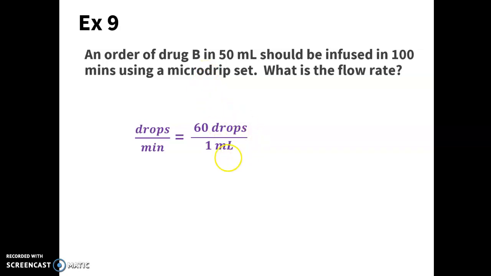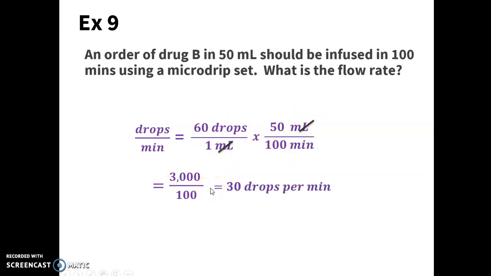It is 60 drops in 1 milliliter. Now that puts milliliter at the bottom, so our next fraction needs to have milliliter at the top. And they did tell us that the 50 milliliters should take 100 minutes. So check your units. We're out of information up here, but our milliliters get to cancel. We have drops on top and minute on bottom, so we're good to go. We can multiply the top and get 3,000, multiply the bottom, and then divide, and we should get 30 drops per minute.